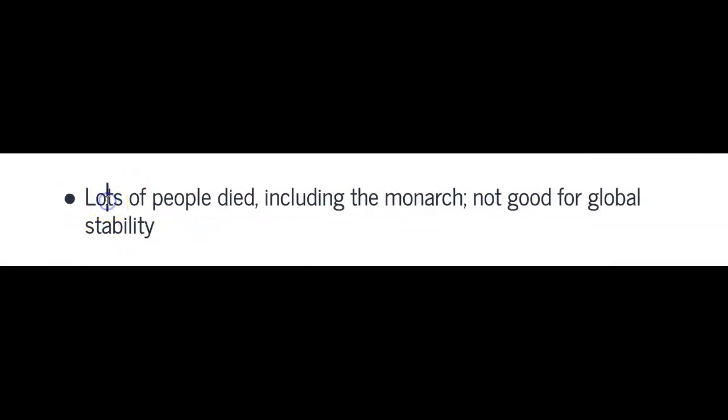The second bullet point here, another outcome of the French Revolution is that lots of people died, and lots of people died by the guillotine, including the monarch, the king, and the queen. Overall, this was not good for global stability of a particular nation. So go ahead and pause the video and write where this one belongs in your chart.